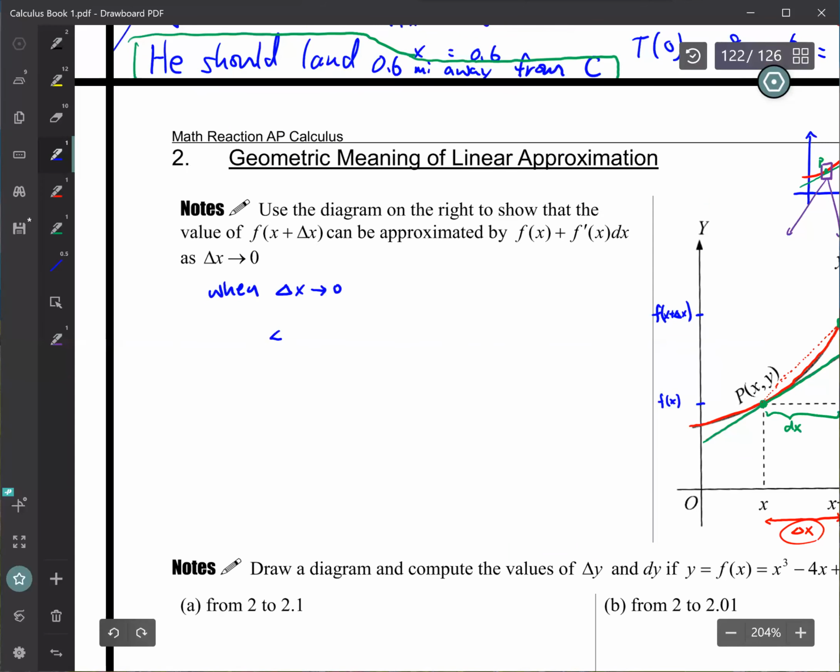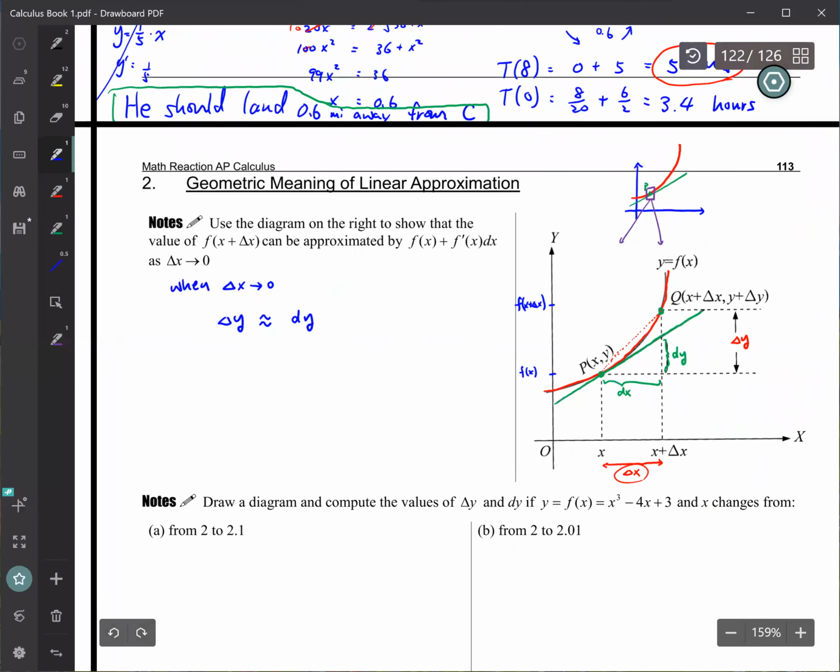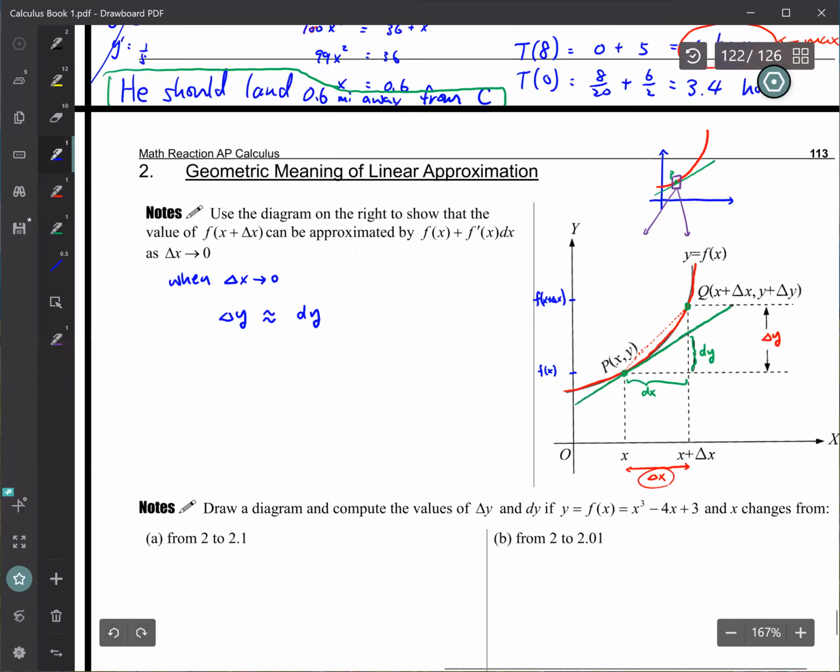We have delta y is almost like dy. Any questions so far? This is the central concept of this whole approximation. When we look close to the tangent point, delta y is close to dy. And now we apply the formula.